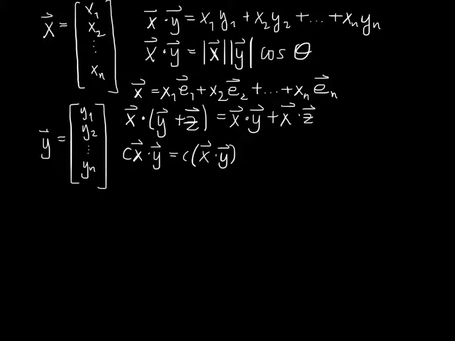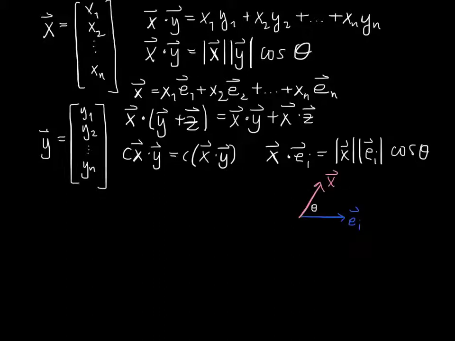And our last observation is that if we take x and dot it with a standard basis vector, we know that this is equivalent to the length of x times the length of the standard basis vector times cosine theta. And of course the length of the standard basis vector is 1, so all we're left with is the length of x times cosine theta, which, as you guys so expertly already know, is the length of this yellow part of the triangle when you drop the altitude from x onto the standard basis vector. Well, this happens to be the ith component of the vector x.